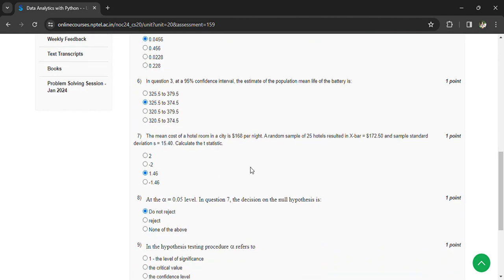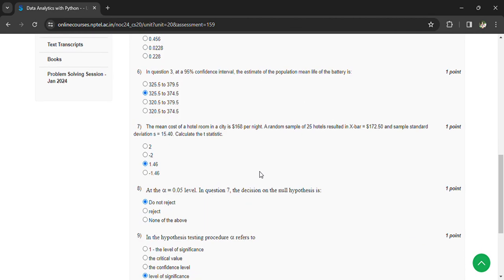374.5. The mean cost of a hotel room in a city is $168.9. A random sample of 25 hotels resulted in x bar of 172.5. The sample standard deviation is equal to 15.4. Calculate the t statistic: 1.46. At the alpha of 0.05 level, in question 7, the decision on the null hypothesis is do not reject.